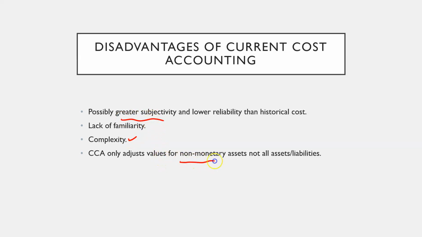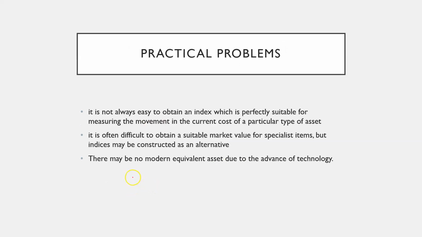And it only adjusts the non-monetary assets, not all the assets. It doesn't deal with the monetary assets like the cash and trade receivables and trade payables. And again, I think finding an index, this is the problem. It's very difficult to find an index for most of these things. So I think, like I say, it's just conceptually that you want to understand what's going on. I think that's the main point.